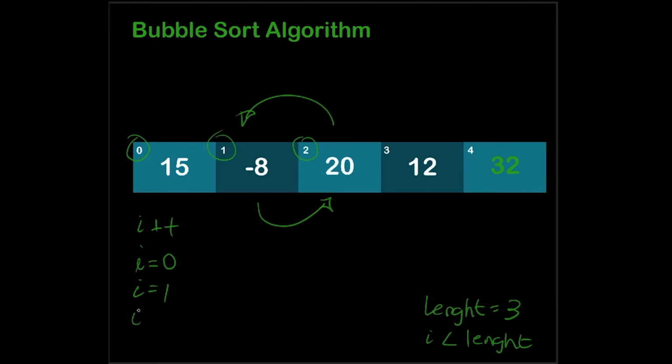Once again, we increase the value of I to 2, compare the value of I to the length. It's still smaller than the length, and then we can do the comparison. 20 is still larger than 12, so 20 has to take 12's place, and 12 has to take 20's place. And at this point we reach the end of the array, because when we increase I to 3, we're going to see that 3 is equal to the total length of the array, and it's not smaller than the length. So the program knows it has to stop and start from the beginning again.